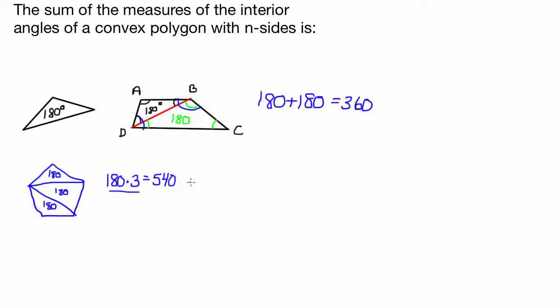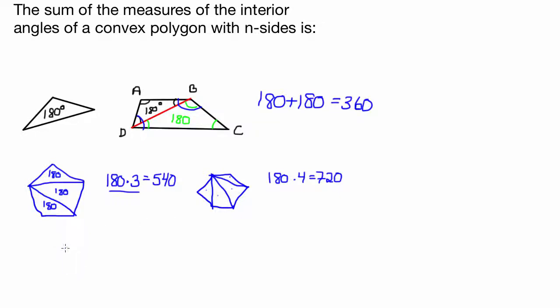What if we had a hexagon? 1, 2, 3, 4, 5, 6. And again, I know it's not perfect. Again, start at one vertex here and connect it to all the others. Okay. So here we have 1, 2, 3, 4 triangles. So it's going to be 180 times 4. Okay? Which in this case is 720. And you can go on and on and on.